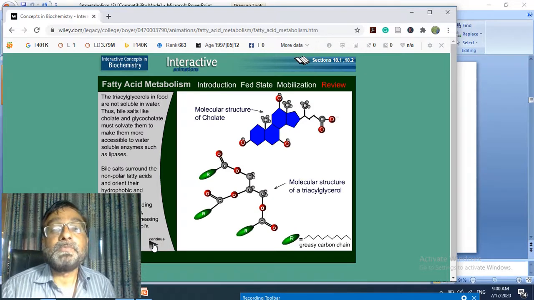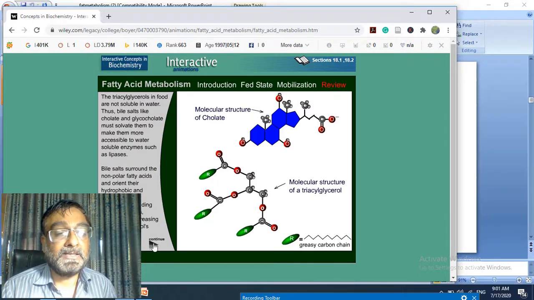First of all, this is the triglyceride molecule. This is the cholesterol molecule. Both are fatty substances. The triacylglycerols in the food are not soluble in water. Thus, bile salts like cholate and glycocholate must solubilize them to make them more accessible to water. Along with enzymes such as lipase, bile salts surround the nonpolar fatty acids and orient their hydrophilic, charged groups towards surrounding water molecules, dramatically increasing triacylglycerol solubility.